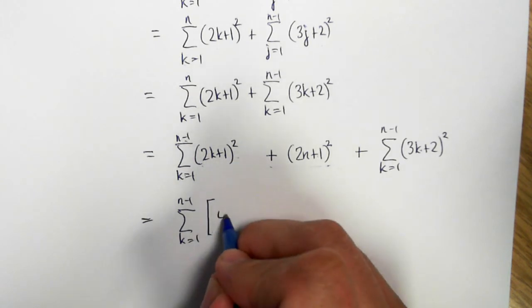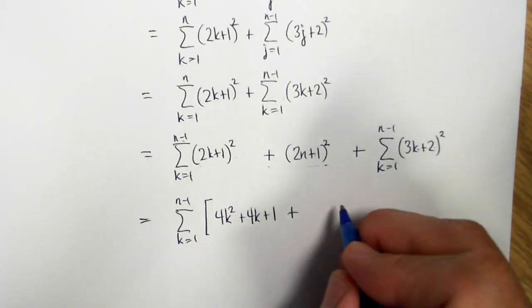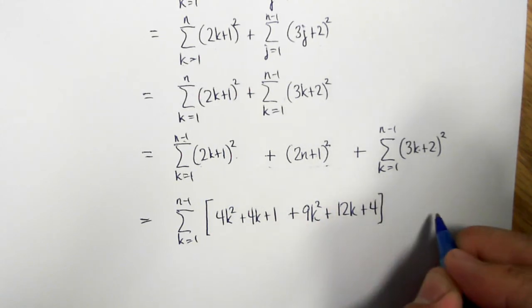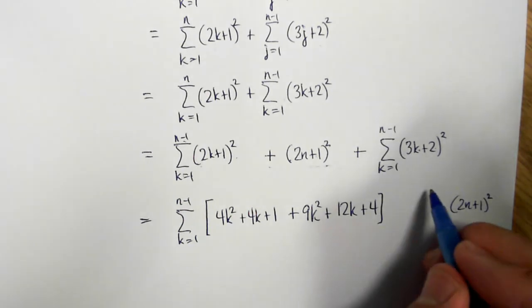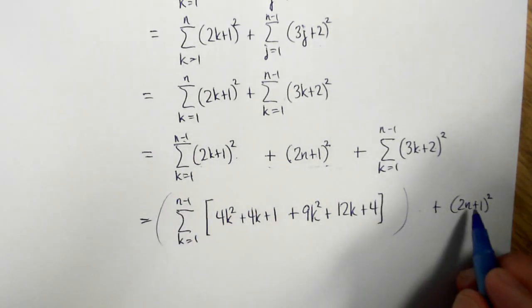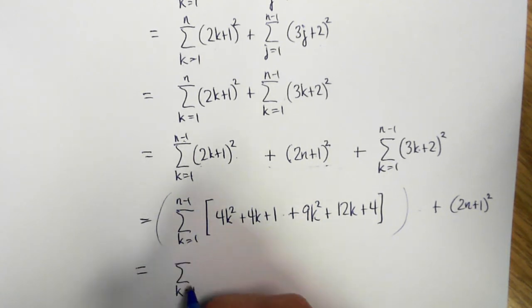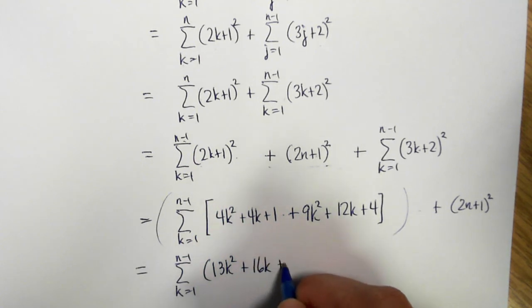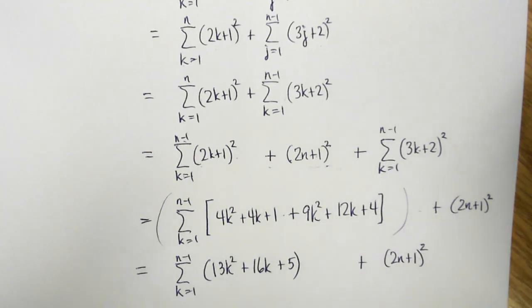If I square this out, I get 4k squared plus 4k plus 1. If I square this out, I get 9k squared plus 12k plus 4. And then this just comes along for the ride, 2n plus 1 squared. So I'm leaving a lot of space here to indicate that this thing is not inside of the summation. And so I finally can simplify this. The summation k equals 1 to n minus 1 of 13k squared plus 16k plus 5. Then I have the extra 2n plus 1 squared at the end.